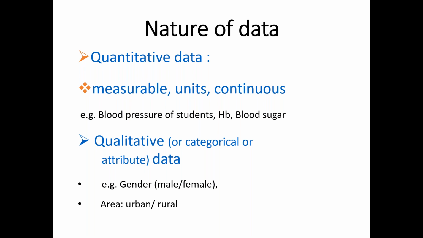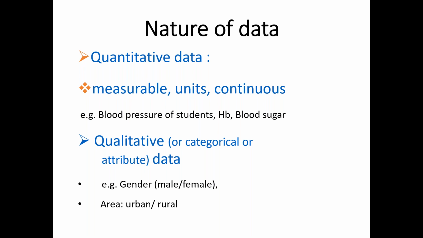If I talk about blood pressure or hemoglobin or blood sugar level, we all measure it and we get a unit. Blood pressure is in millimeters of mercury, hemoglobin is in grams per deciliter, blood sugar again in milligrams per deciliter. So this is quantitative data. It is a continuous one because the value ranges from the minimum to the maximum level, and anybody's value can be plotted on that.